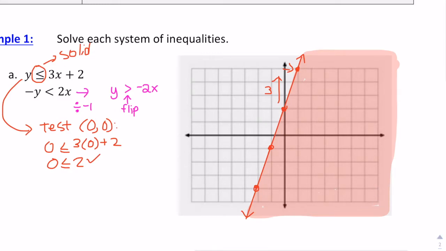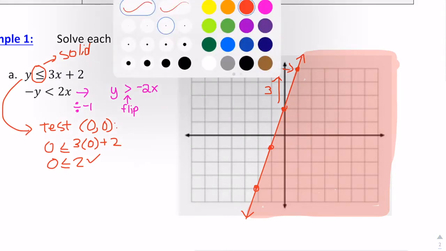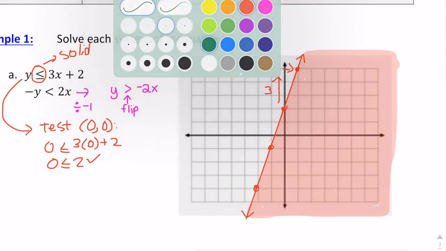You can also look at the way it's set up. If it's less than, it's going to be below your line for your solution set if y is on the left-hand side. But sometimes it's a little hard to tell what's below and what's above. So you can just plug in a point and try it.